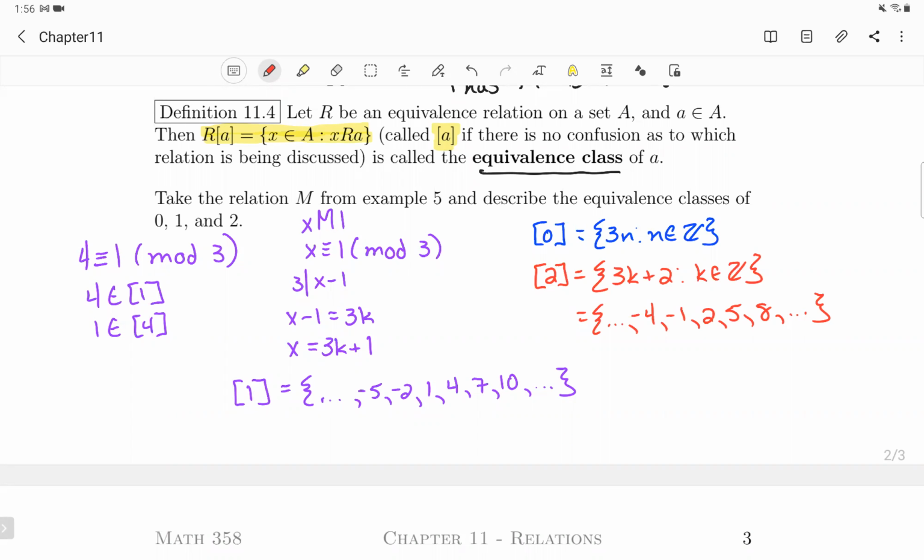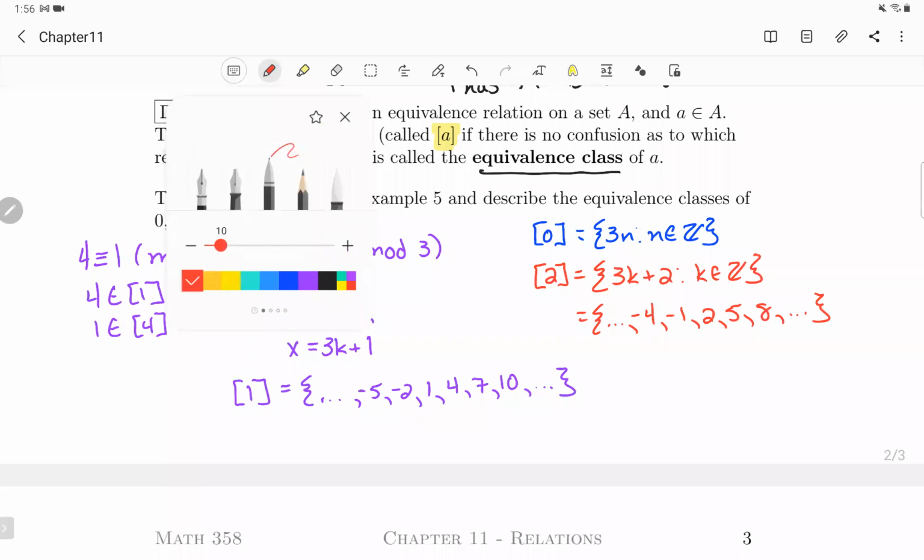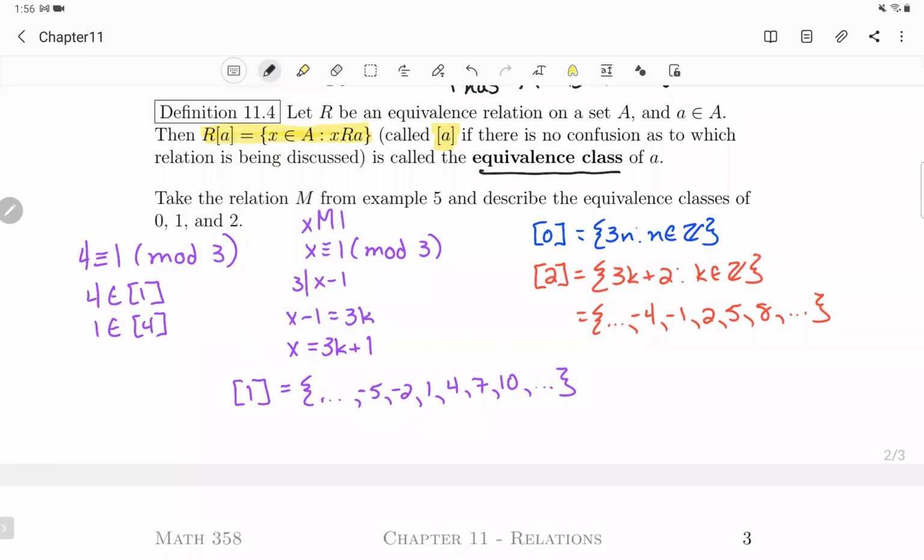The equivalence class of 4, we already said 1 is in it, but let's think about that equivalence class of 4. So switch colors again. So I need x minus 4 to be a multiple of 3. So x equals 3k plus 4. Does that fit in any of the ones I already have? It goes back to being 1 more than a multiple of 3, right? Yeah, because this is 3k plus 3 plus 1. So it's 1 more than a multiple of 3.